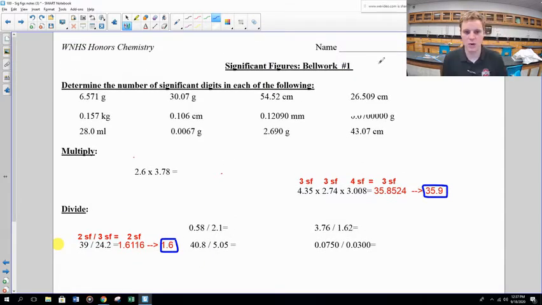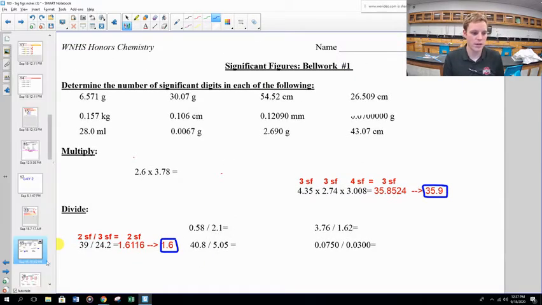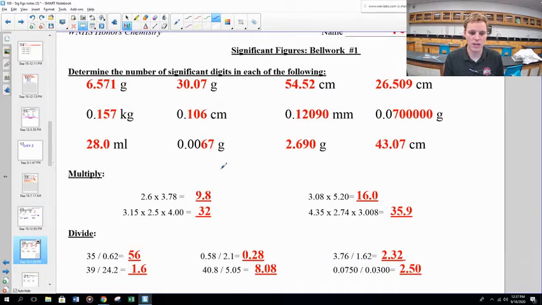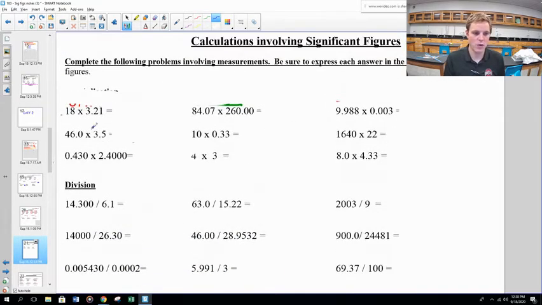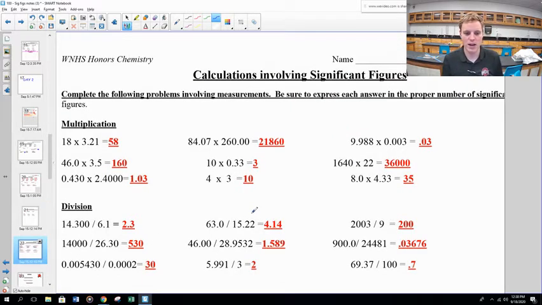So there are some practice problems you can do here on the bell work. Here's the answer key, so you can pause the video right now if you want to take a look at it. We also have another worksheet, calculations involving significant figures, where this top half had a bunch to do with multiplication and division. Again, the answer key for that is right here, so you can pause right now if you'd like to take a look at that.